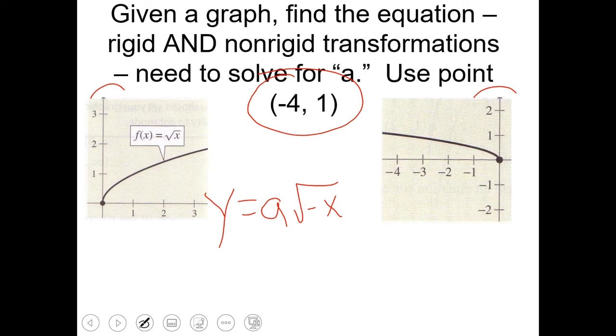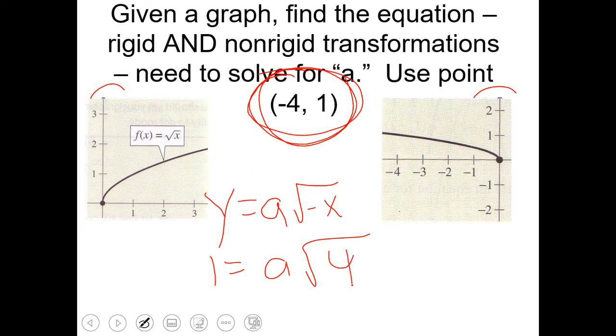So again, notice I wrote y instead of f of x, doesn't matter. And then I put in all the transformations I was sure of, which would be the fact that it was reflected over the y-axis. But now I need to know, was there some stretch or shrink? How do I confirm or deny that? Well, here's where you use the point -4, 1. So plug a 1 in for y. Plug a -4 in for x, which becomes a -4, which becomes a 4.